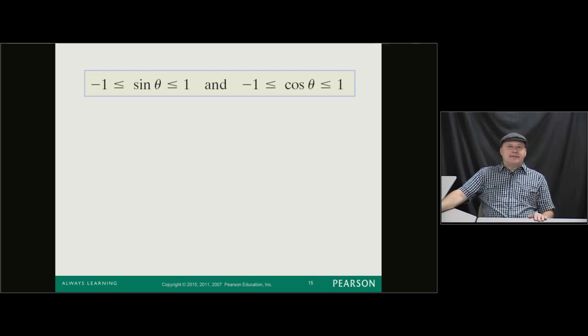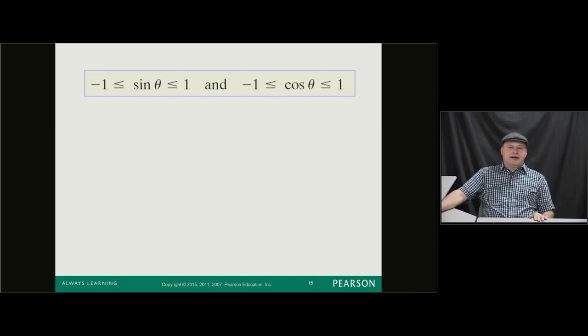So sine of theta is between negative 1 and 1, and the cosine of theta is between negative 1 and 1. This is talking about the range of them. Now remember, the sine of theta is the y-coordinate, right? Now on a unit circle, how high can the y-coordinates go? Well, since the radius is 1, the highest you can go is 1, and the lowest you can go on the y-axis is negative 1. So the outputs of the sine are negative 1 to 1.